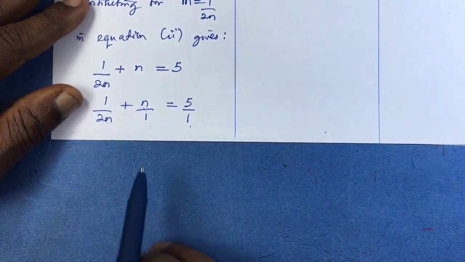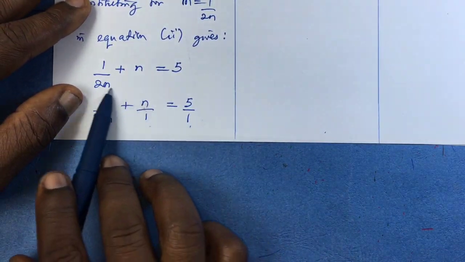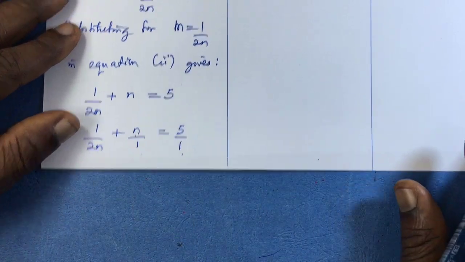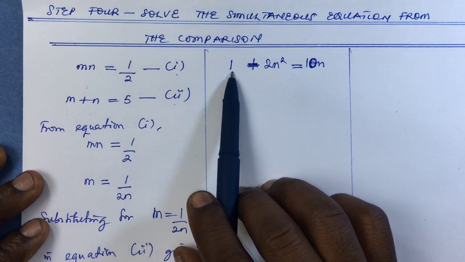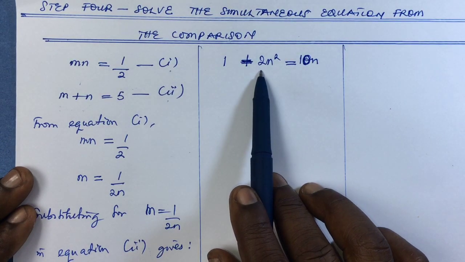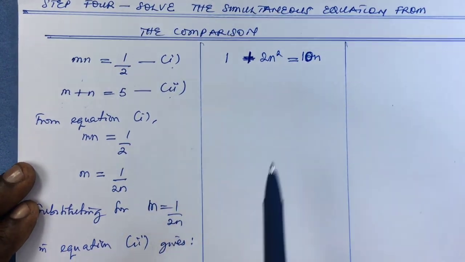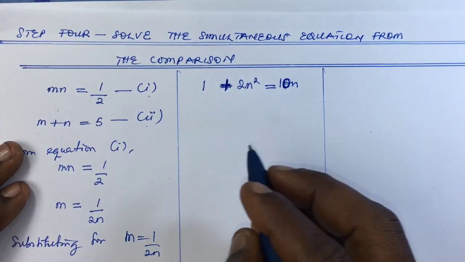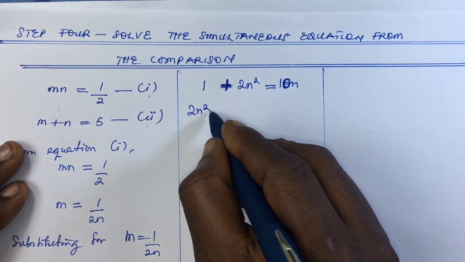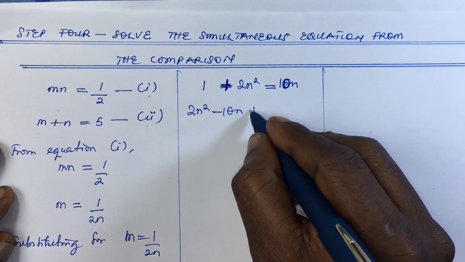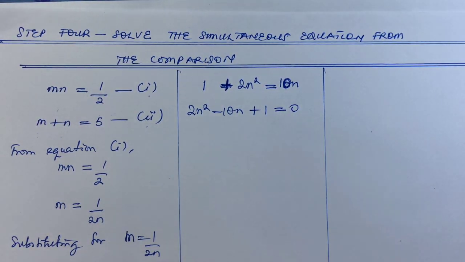So this is what I'm doing. I'm using the LCM, which is 2n, to multiply both sides of this equation. So 2n will multiply 1 over 2n to give you this. And 2n will multiply n to give you this, 2n squared. And it will multiply 5 to give you 10n. Now, let's quickly rearrange this. I'm going to rearrange it to get 2n squared minus 10n when this is brought to the left hand side plus 1, all equals to 0. And that will make it look like a typical quadratic equation, okay?